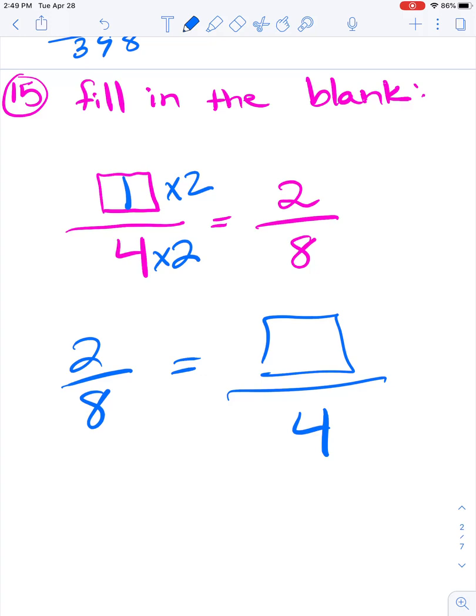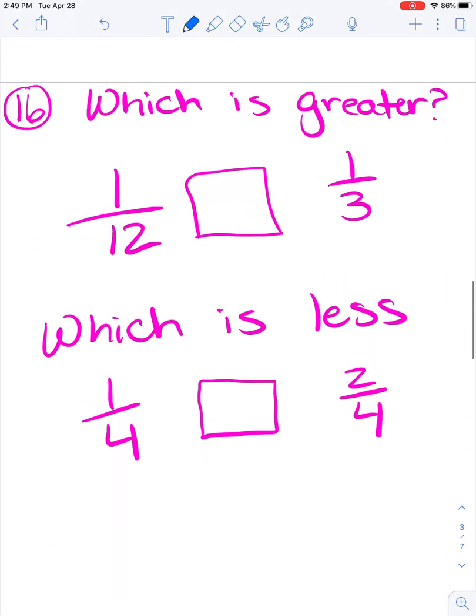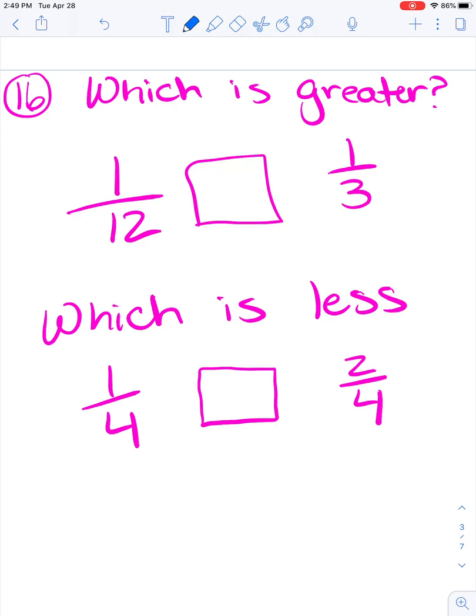And you could have said, okay, I'm going down, and with fractions, if we're going up, we multiply, if we're going down, we divide. So I'm going to divide by 2 to get 4. Whatever I do to the bottom, I do to the top. 2 divided by 2 is 1. Either way works.